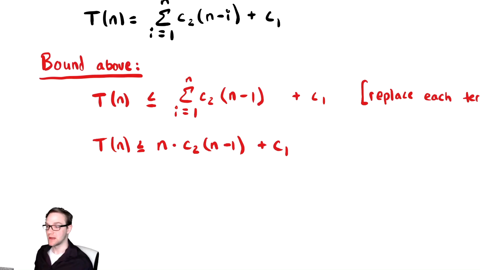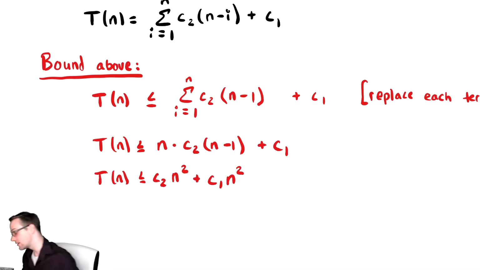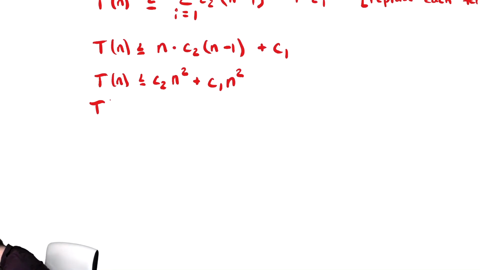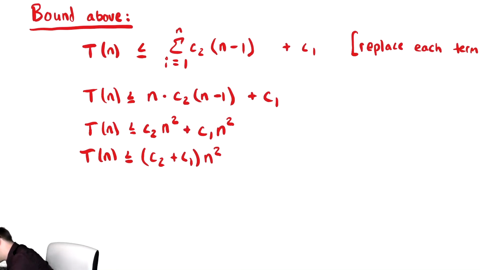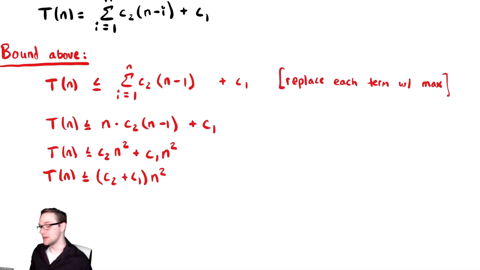And we can then make this bigger in a very convenient way. I can get rid of the minus 1. So T of n is less than or equal to C2 n squared plus C1, which I'm going to make bigger by replacing it with C1 n squared. And having done that, we can factor out an n squared, and we get T of n is less than or equal to some constant, C2 plus C1, times n squared. So this is our upper bound, that it is in big O of n squared.